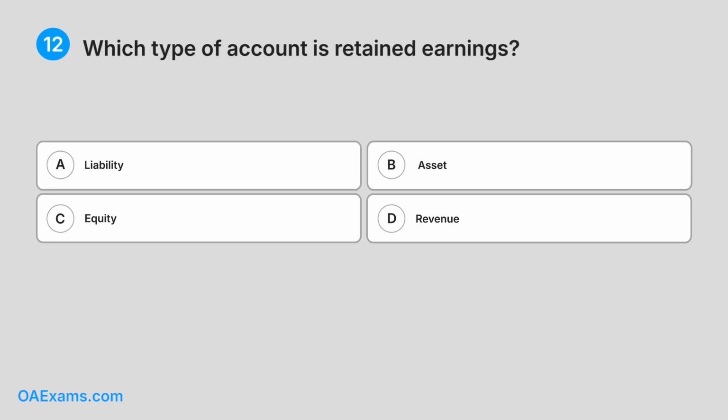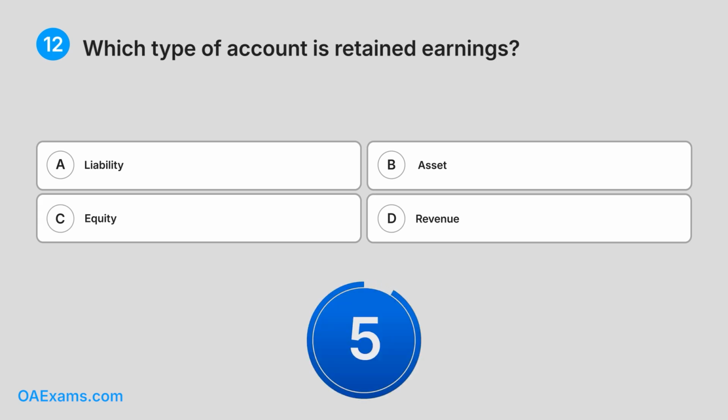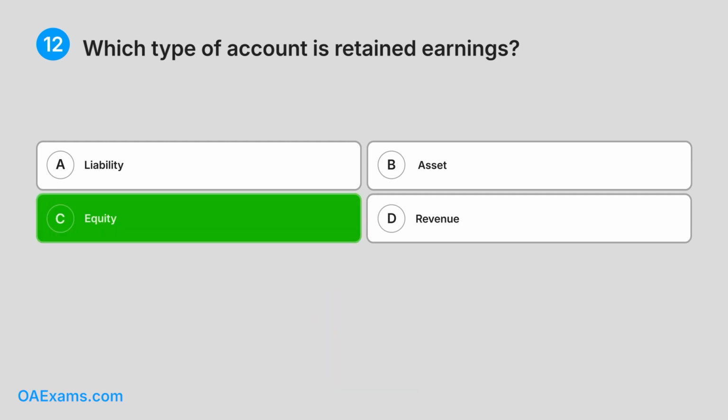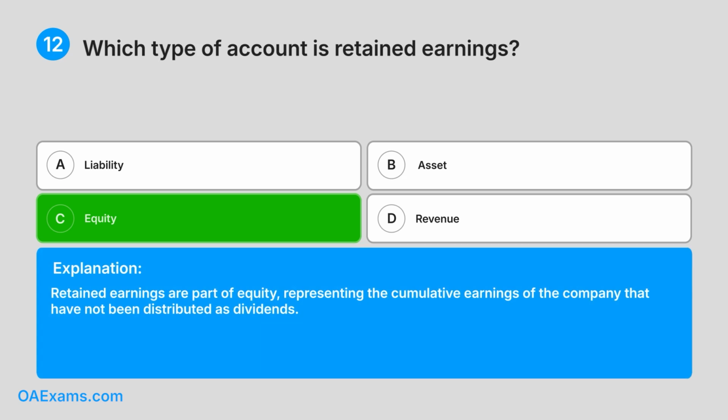12. Which type of account is retained earnings? A. Liability. B. Asset. C. Equity. D. Revenue. Can you guess the answer? Correct answer: C. Explanation: Retained earnings are part of equity, representing the cumulative earnings of the company that have not been distributed as dividends.